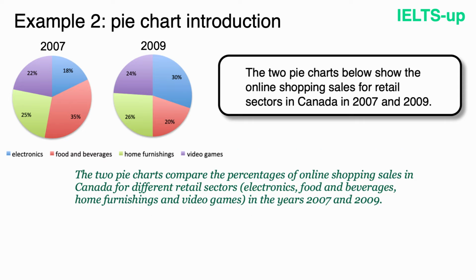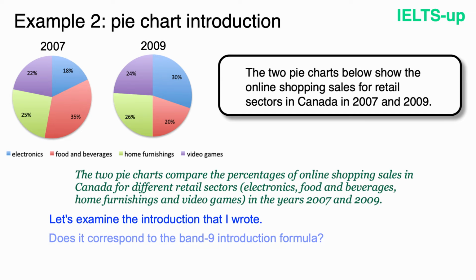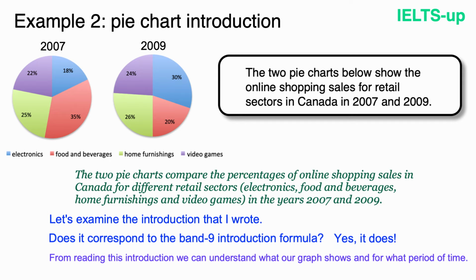Alright, let's examine the introduction that I wrote. Firstly, does it correspond to the Band 9 introduction formula? Well, yes it does. From reading this introduction, we can understand what our graph shows. In this case, percentages of online shopping sales. And for what period of time? Years 2007 and 2009.